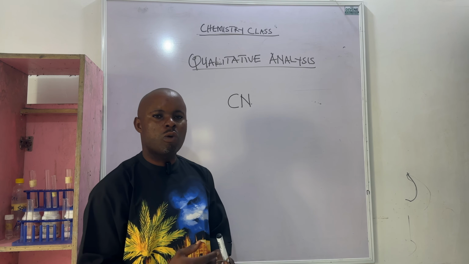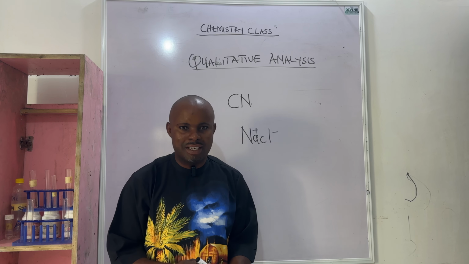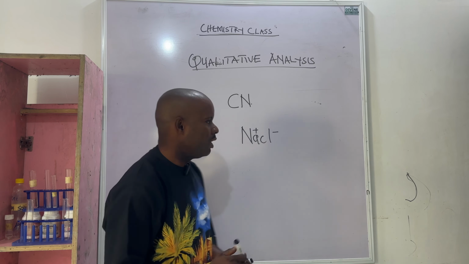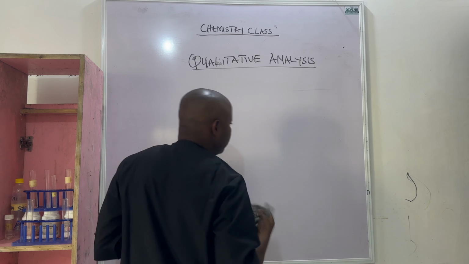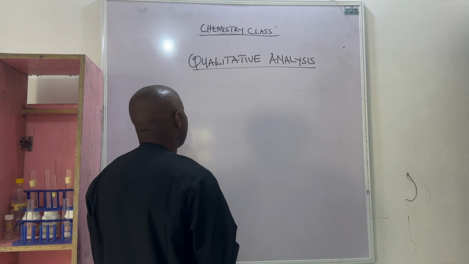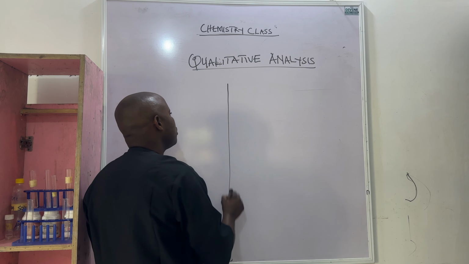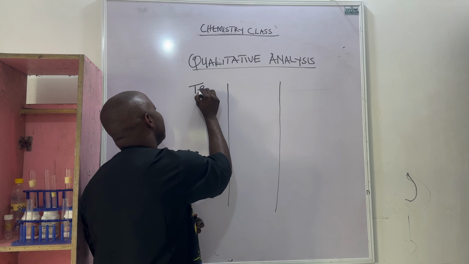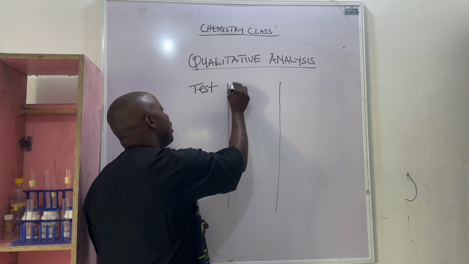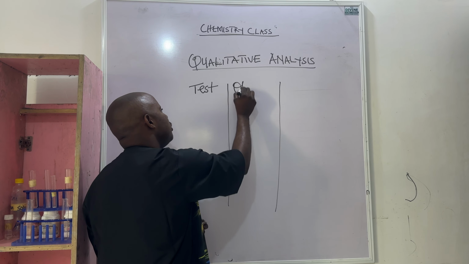For the sake of qualitative analysis, we have a specific method through which we can report this in our examination. A very good example is the table that is generally accepted in qualitative analysis. Here we are going to have a table. Here we have the test, then the observation, what did you observe, and here we are going to have the inference.